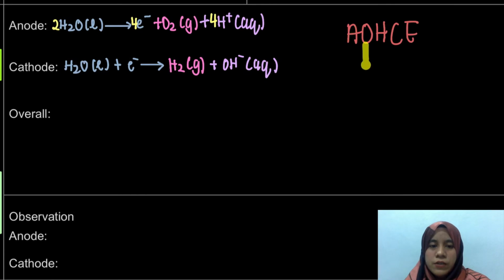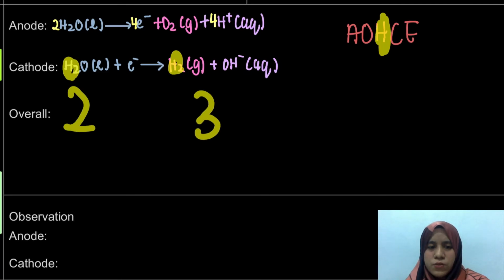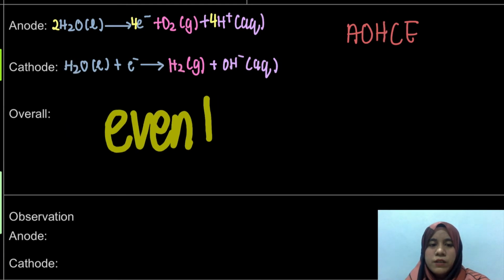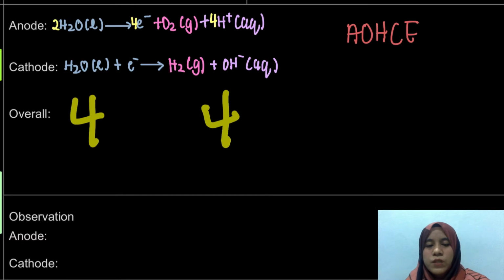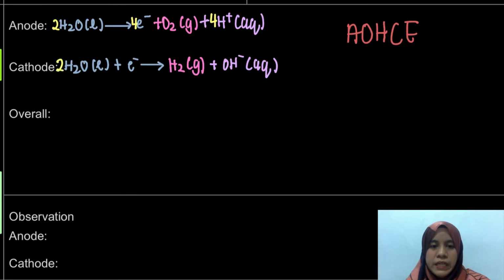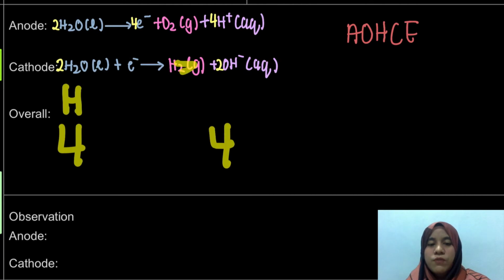Okay, for the cathode itself, first check the oxygen. Hydrogen is not balanced. So how? We want to make it even. I want to make both sides 4. So 2H2O. Here, how to get it to 4? Actually H2 gas, just let it be. OH minus, we add 2. So when we check it, both sides hydrogen will be 4.